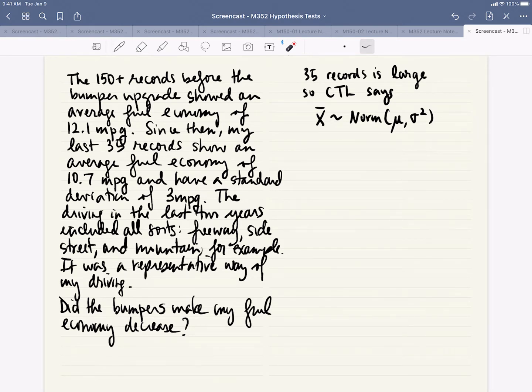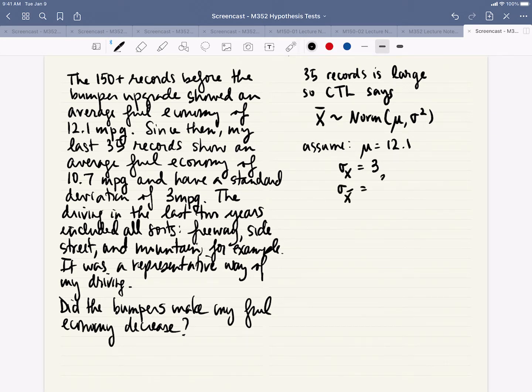The way you begin is by making an assumption. Let's assume that our average fuel economy is indeed the 12.1. So we're going to assume that the addition of the bumpers didn't make a change. It's assuming the status quo, the accepted fuel economy before the event of adding the bumpers. And then what do we know about sigma squared? Well, we know sigma from our data set is 3. So the question is, what is sigma bar?